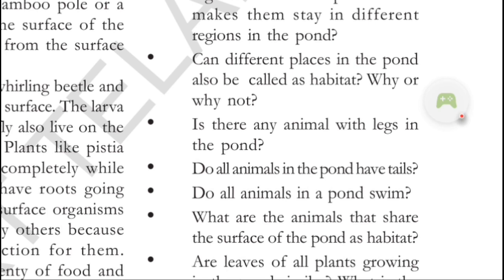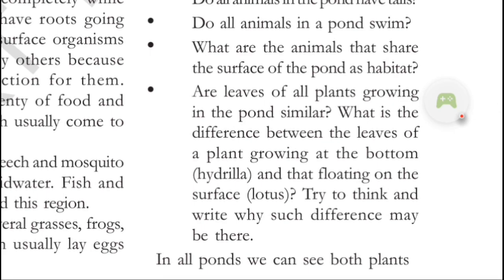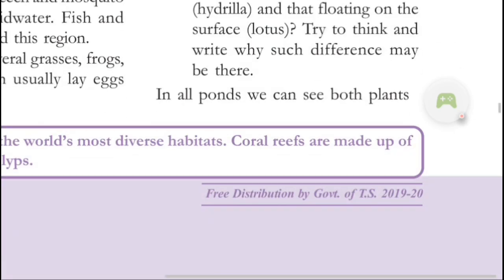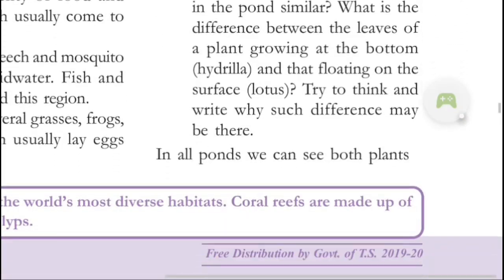Next, what are the animals that share the surface of the pond as habitat? Surface of the pond as a habitat, you go through the matter given just before, you can understand then. You can go through the textbook and try to find answers for these questions, students.